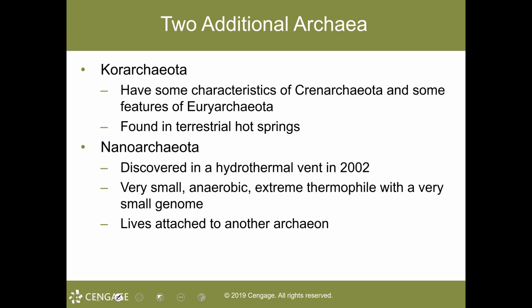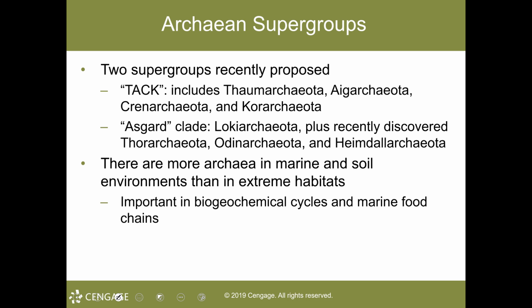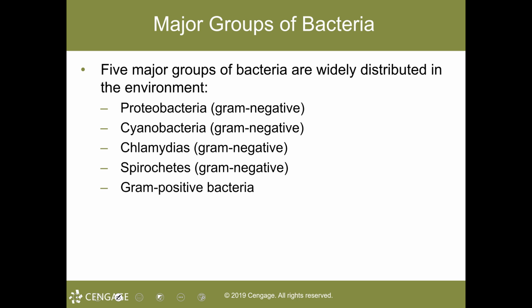And then, of course, we have the Korarchaeota and the Nanoarchaeota. The latter, class, were discovered in a hydrothermal vent in 2002. They're small, anaerobic, and extremely thermophilic with a very small genome. And they live attached to another archaeon. Then we have the archaean supergroups, TACK and then Asgard, which I won't get further into. But just keep in mind, class, that the archaeans are found in harsh environments.